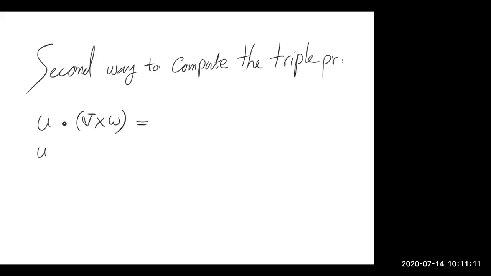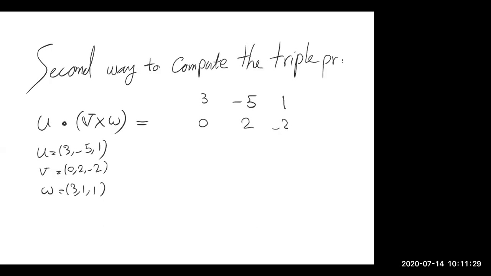So what was U? U was (3, -5, 1). V was (0, 2, -2), and W was (3, 1, 1). We can just write them down in a matrix: 3, -5, 1; 0, 2, -2; 3, 1, 1. This is a matrix, right? Actually, the triple product of these three is equal to the determinant of this matrix. We can just compute the determinant directly.